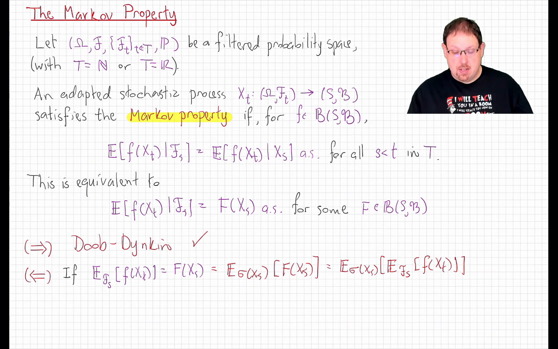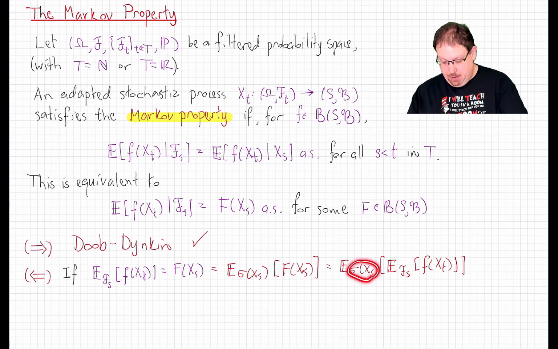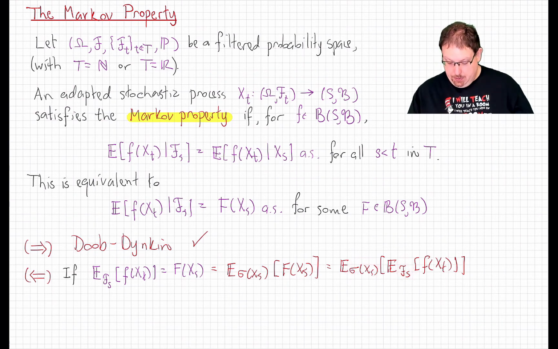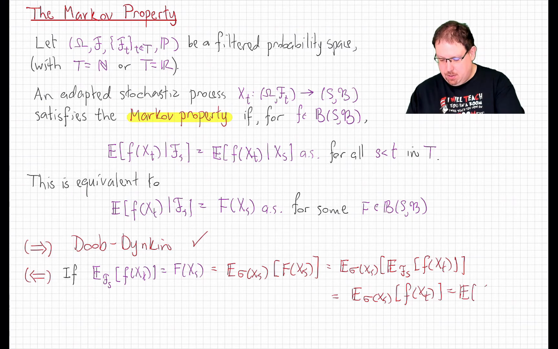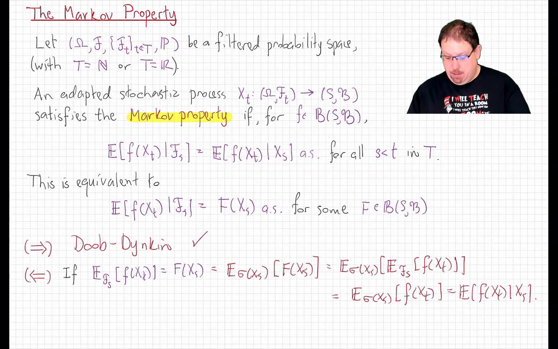But now we can use the tower property. Our process is adapted, and that means exactly that this sigma field is contained in here. And so by the tower property of conditional expectations, this double conditioning is just the same as conditioning on the smaller of those two sigma fields. And there we have it. That's the definition of the conditional expectation of f of X_t given X_s, verifying the Markov property.